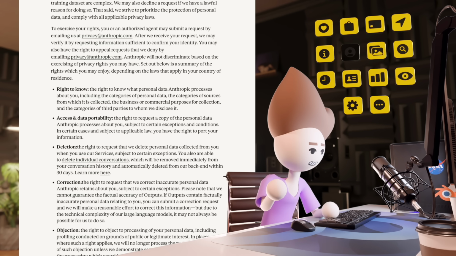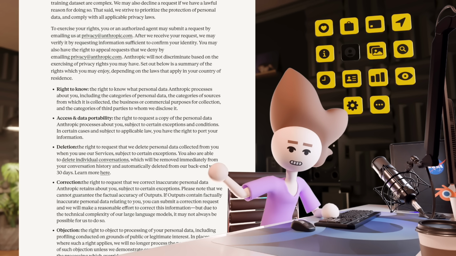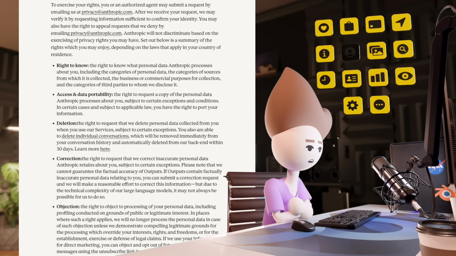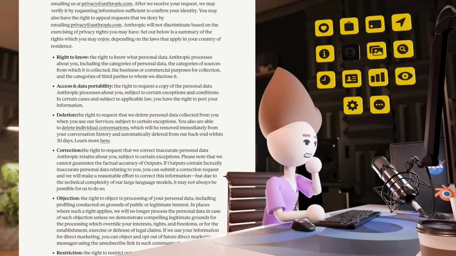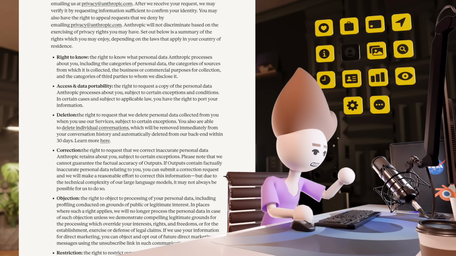Access and data portability. The right to request a copy of the personal data Anthropic processes about you, subject to certain exceptions and conditions. In certain cases and subject to applicable law, you may have the right to port your information. Deletion. The right to request that we delete personal information when you use our services, subject to certain exceptions. You are able to delete individual conversations, which will be removed immediately from your conversation history and automatically deleted from our backend within 30 days.